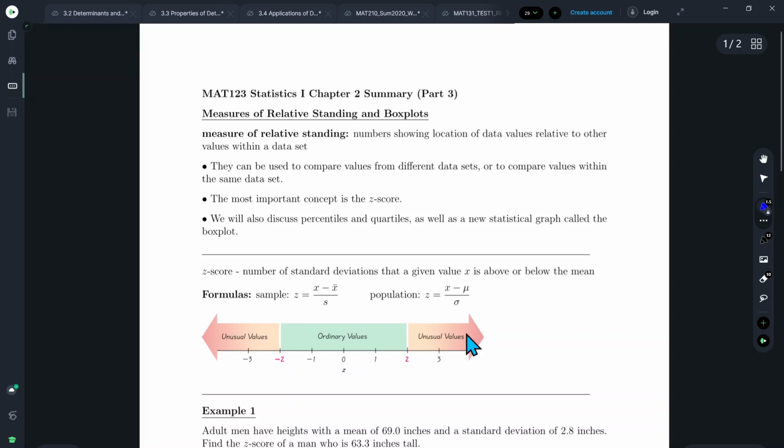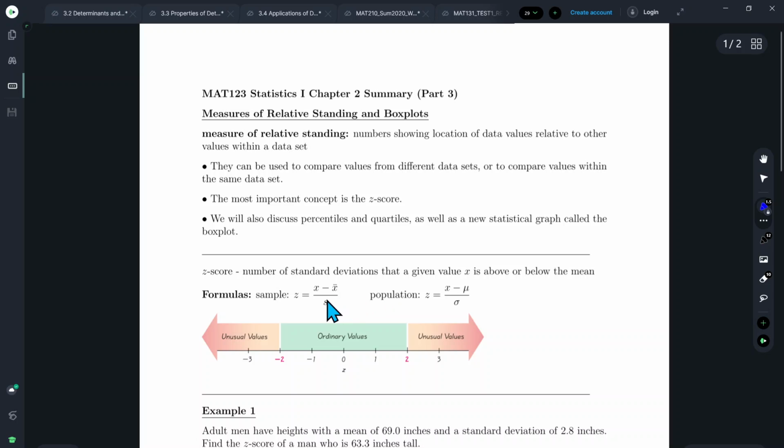So typically, values that are fairly close to the mean, with a z-score between -2 and 2, are considered typical values, and values that are much farther away, more than 2 standard deviations away from the mean, are considered unusual values.